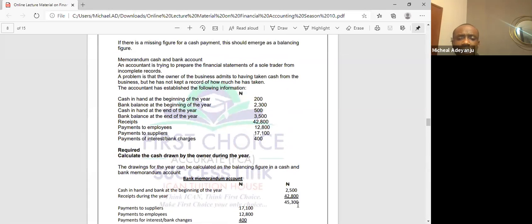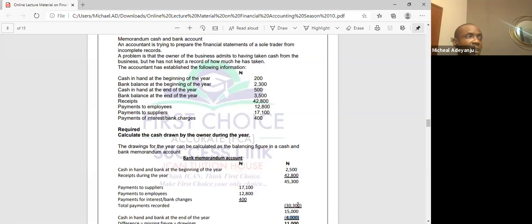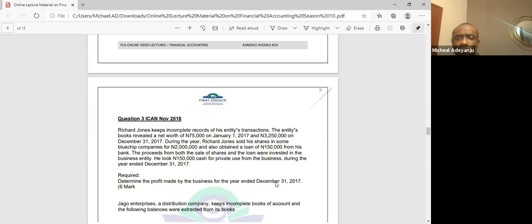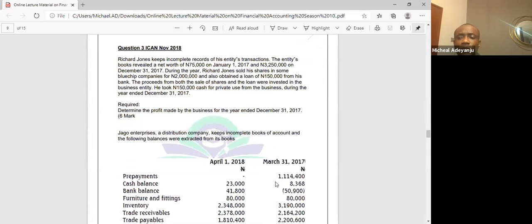The same thing with your cash. We are also looking for opening and closing cash line item. So let's look at this question 3. Richard Jones keeps incomplete records for his entity. The entity book revealed a net worth of 75,000 naira in January.